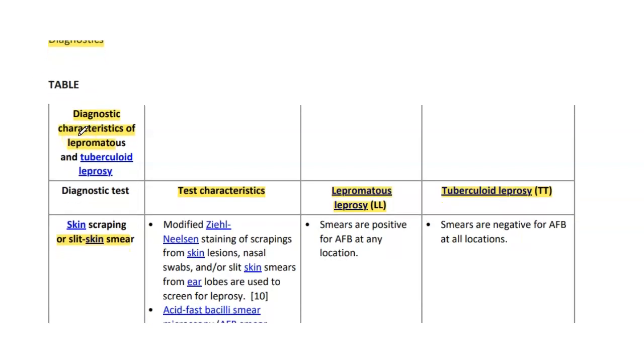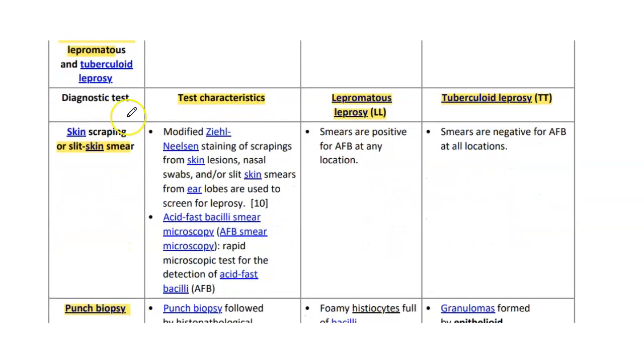Now diagnosis. In diagnosis we have different types of tests like skin scraping or the slit skin smear test. Modified Ziehl-Neelsen staining of the scraping from the skin lesions, nasal swab, and slit skin smear from the earlobe are used to screen for leprosy. Another type we have is acid-fast bacilli smear microscopy, a rapid microscopic test for the detection of acid-fast bacilli. So the smears from the skin scraping or slit skin smear are positive for lepromatous leprosy, while they are negative for tuberculosis.